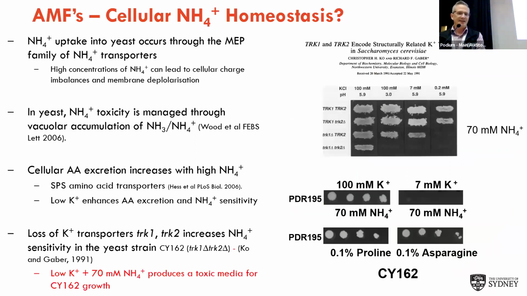And this is some data that was collected back in the early 90s when this yeast strain CY162 was developed, where they found that this strain was quite sensitive to high concentrations of ammonia when you pull back the potassium concentrations to below 7 millimolar potassium. So on a typical CY162 cell line, if you grow at normal ammonium concentrations in a yeast media at low potassium, they won't grow well at all.